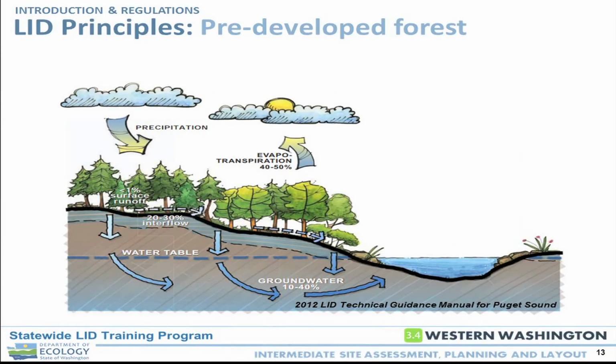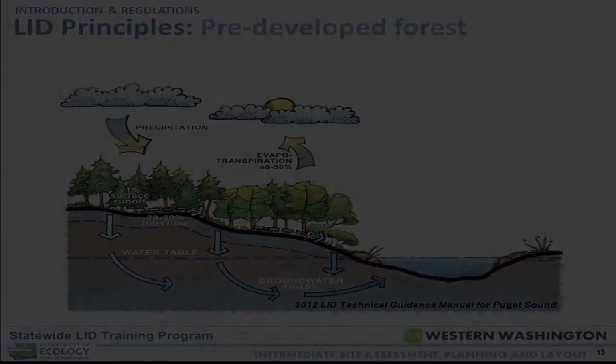What we also have too is because of the high amount of pervious areas, we have lots of infiltration. We have a lot of water that is percolating into the ground, recharging groundwater, and not running off.